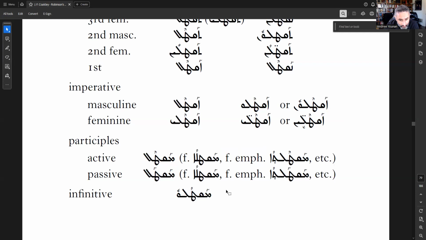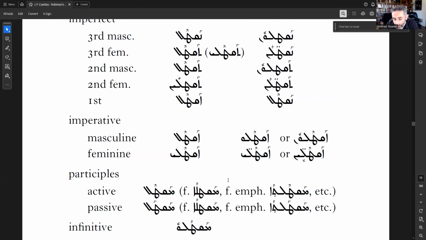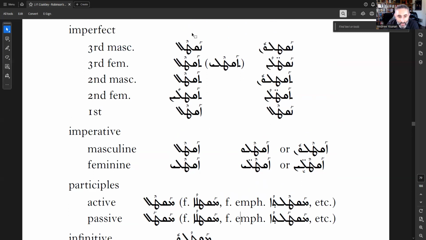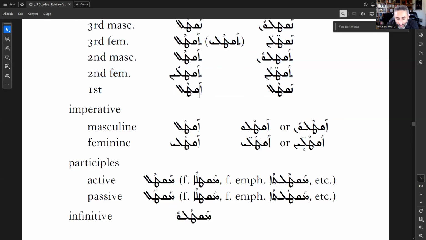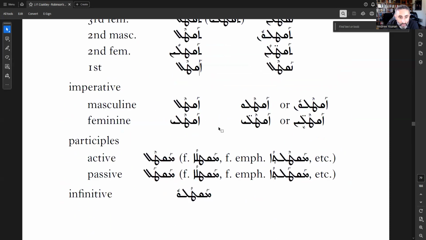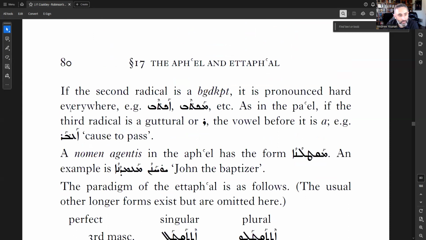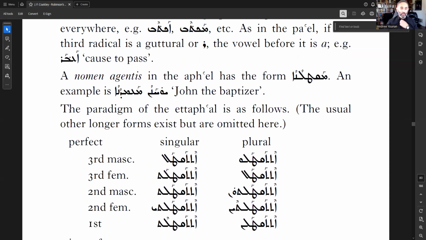Maqtalna. The infinitive, maqtalu. Maqtalu, to kill. So again, all of this is all these forms you already are aware of. Beginnings are the same. It's just this vowel at the beginning, and they all have it. Similarly, if the second radical is softened, it's pronounced hard. As in the pa'al, if the third radical is guttural, that's fine. Don't worry about it. The active noun based on this is maqatlana, the guy that causes someone to kill.